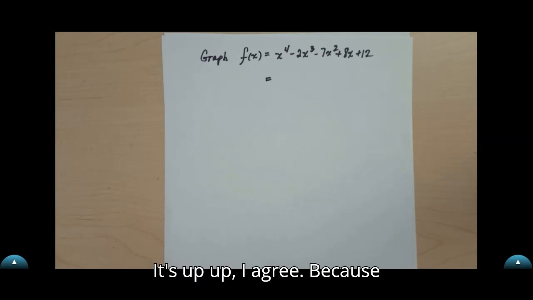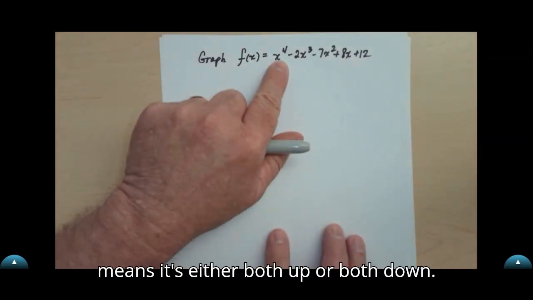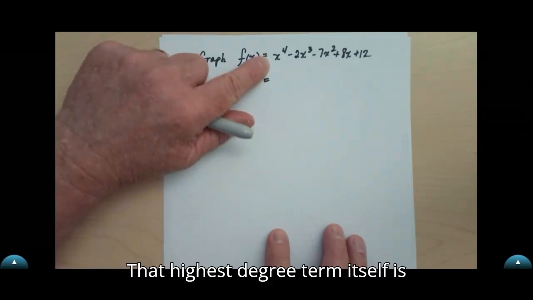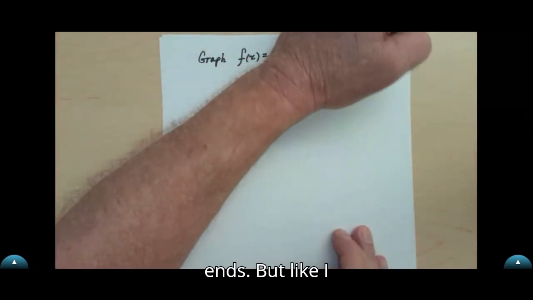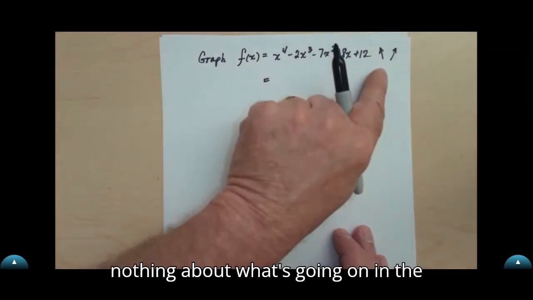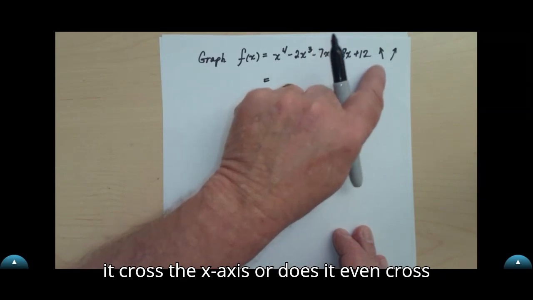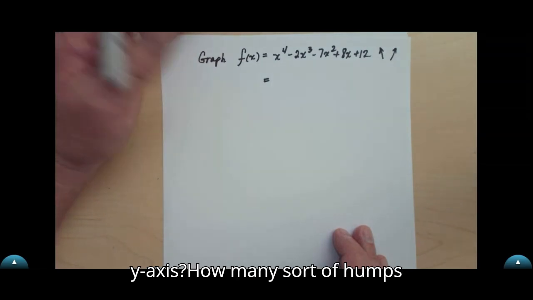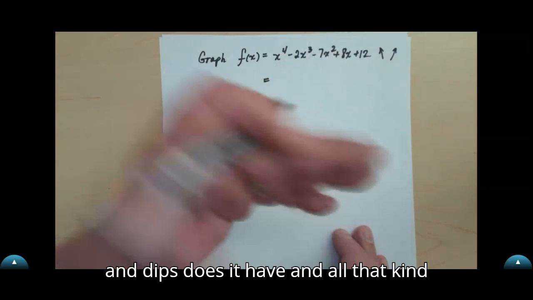It's up, up, I agree, because it's even degree, fourth degree. That means it's either both up or both down. That highest degree term itself is positive, so that means it's up on both ends. But like I said right before break, that tells us nothing about what's going on in the middle of the graph, right? Like, where does it cross the x-axis, or does it even cross the x-axis? Where does it hit the y-axis? How many sort of humps and dips does it have, and all that kind of stuff, right?